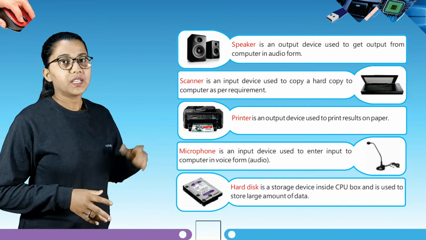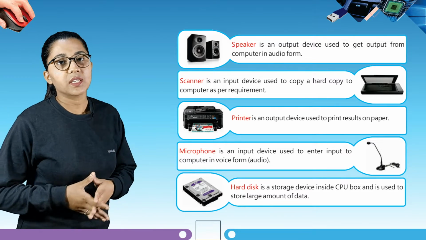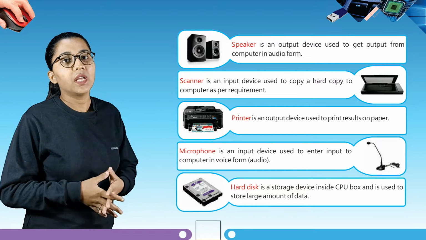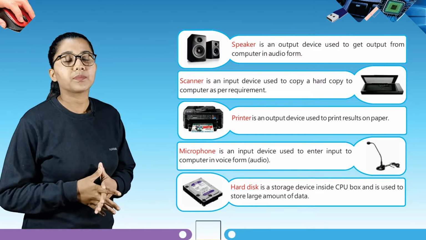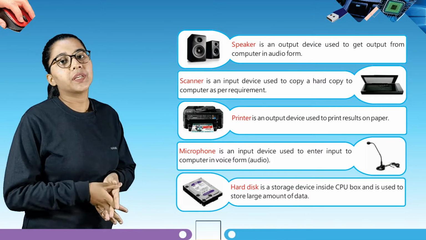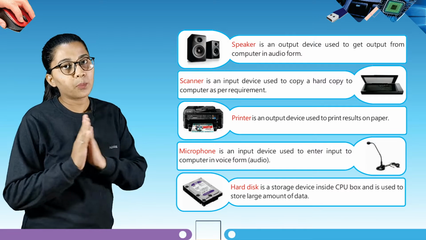Next we have scanner. Scanner is an input device used to copy a hard copy to the computer as per requirement. Next we have printer. Printer is an output device used to print results on paper.